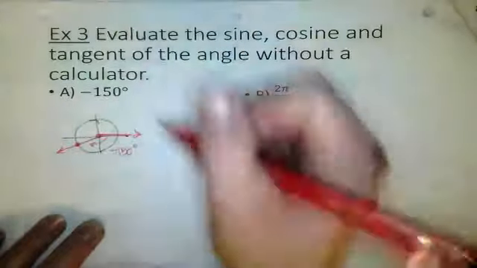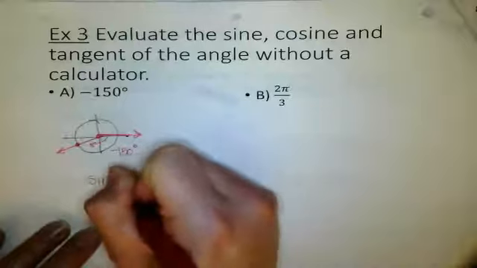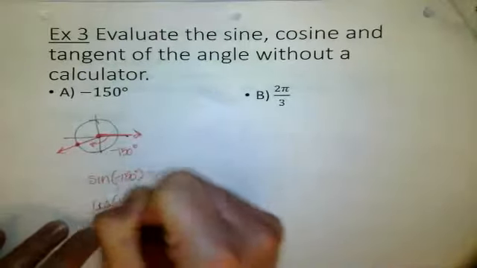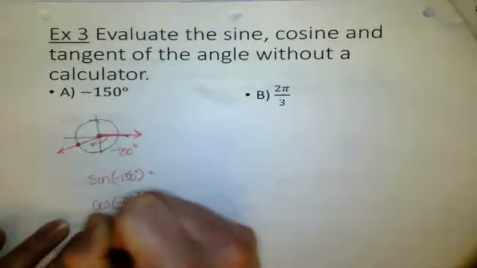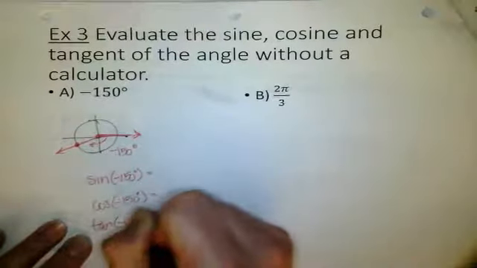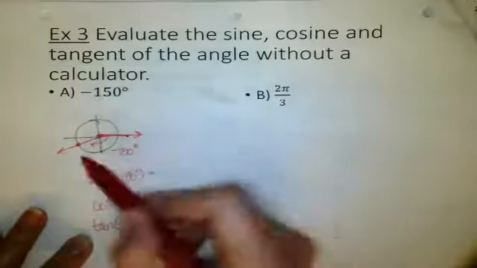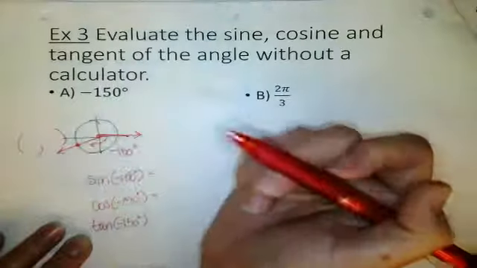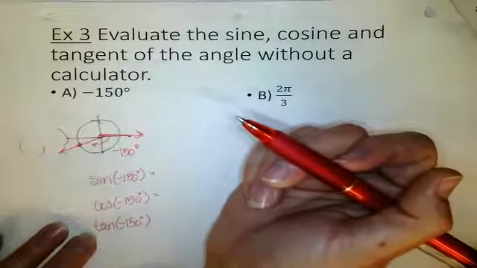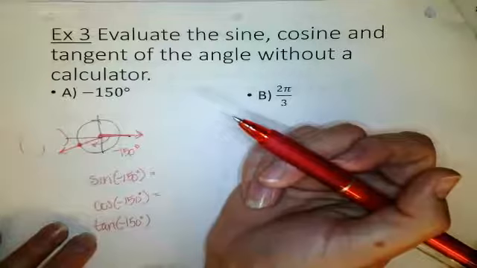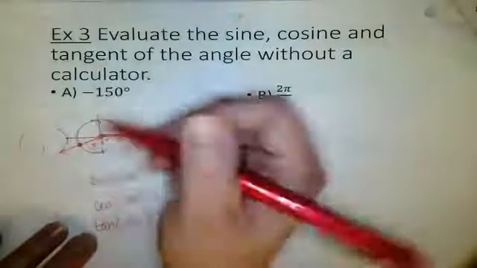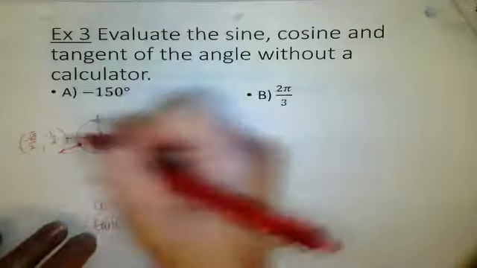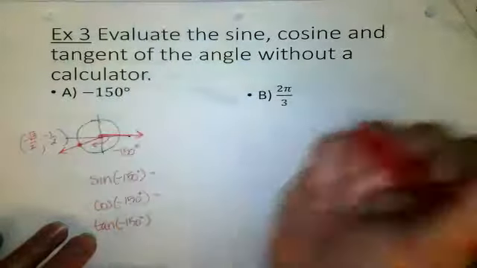That is a lovely friendly angle, so we can say what is the sine of negative 150 degrees and the cosine and the tangent. Because we know this is a point on our unit circle. It's a nice friendly angle. What is that ordered pair? Negative radical 3 over 2 and negative 1/2. Very good. Long leg, short leg.